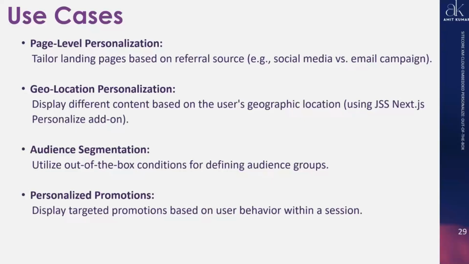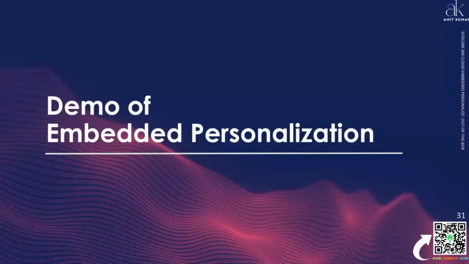Use cases include page-level personalization, geolocation personalization, displaying different types of content based on the geographical region, audience segmentation, which I will be showing you, and promotion personalization. Like if I am coming from some UTM parameter, for example if you are giving an advertisement on social media and users are landing from it, in those cases you can utilize this. So let's quickly move to this.